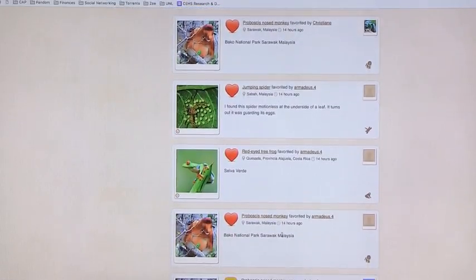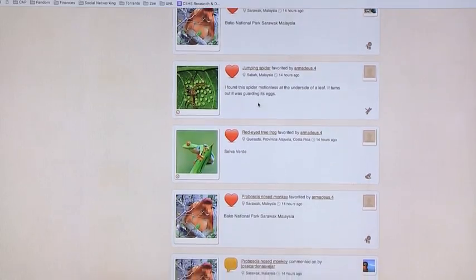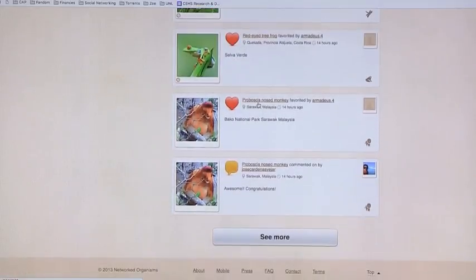And as you can see as I'm scrolling through, they say where they are. So you can see different wildlife in different parts of the world. In Malaysia, there's a something-nosed monkey. There's a jumping spider from Malaysia. And then in Costa Rica, there's a tree frog.